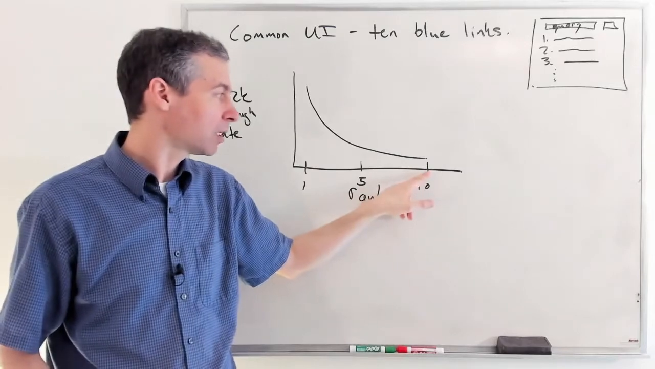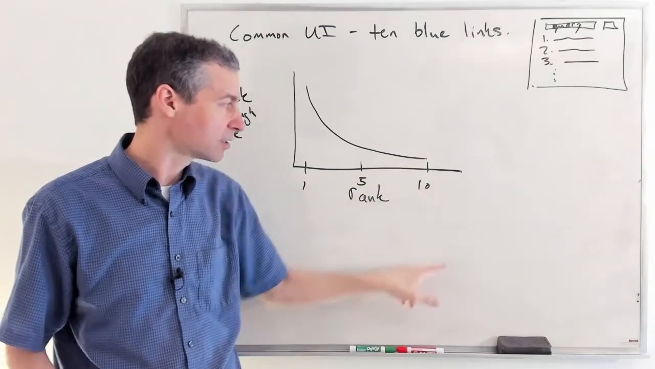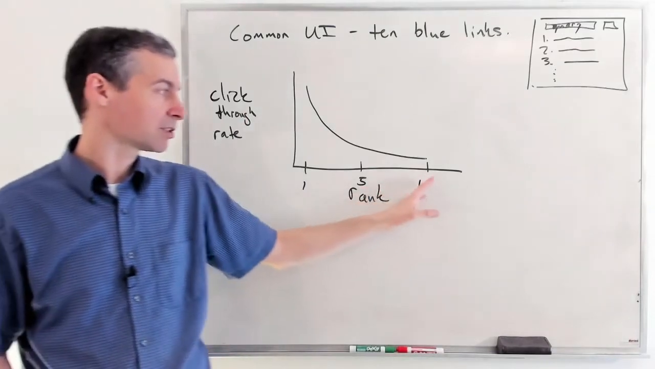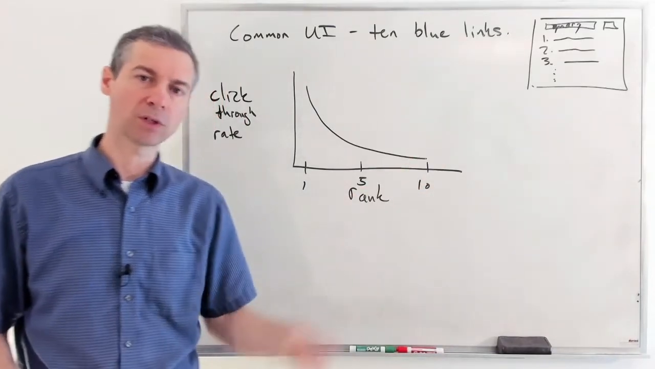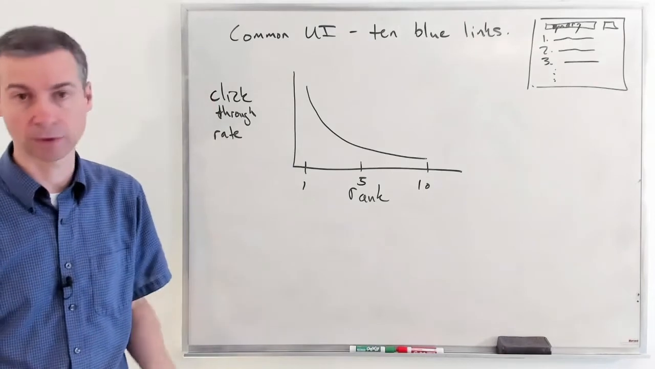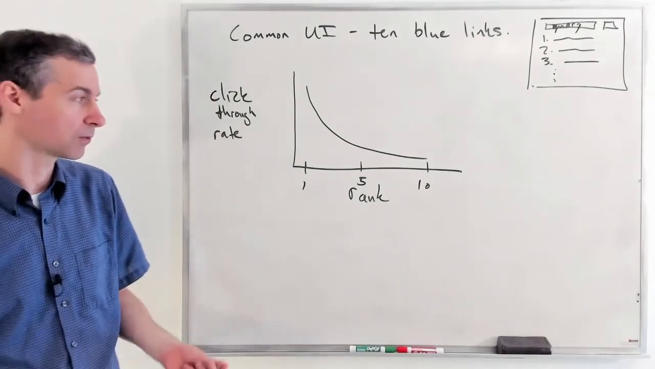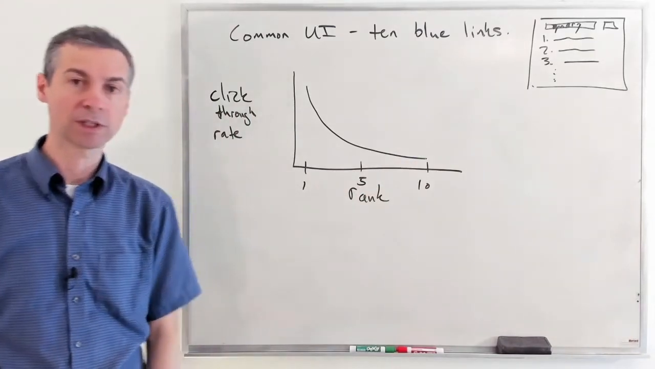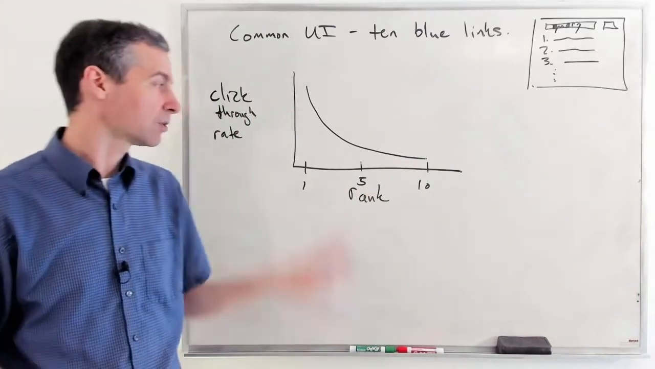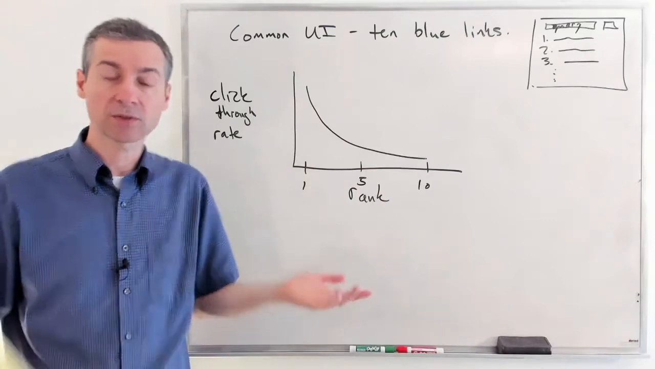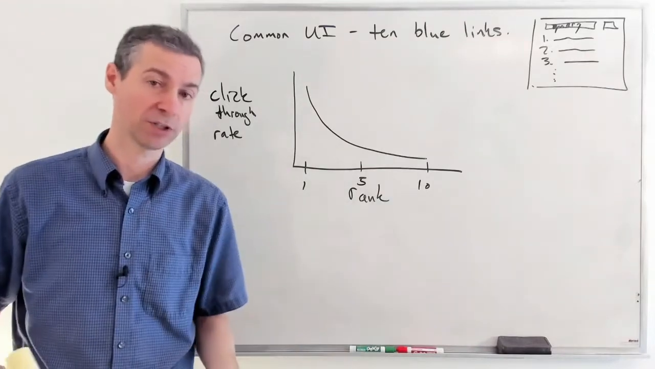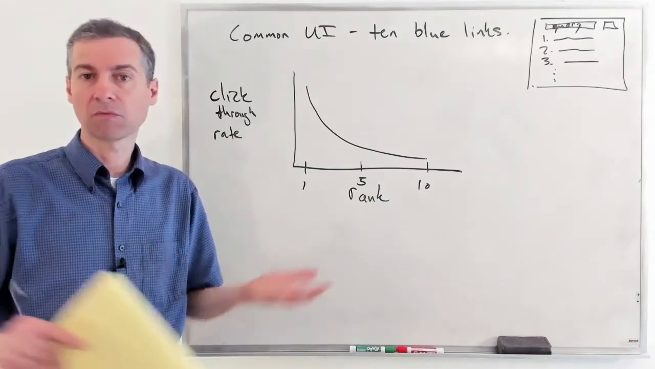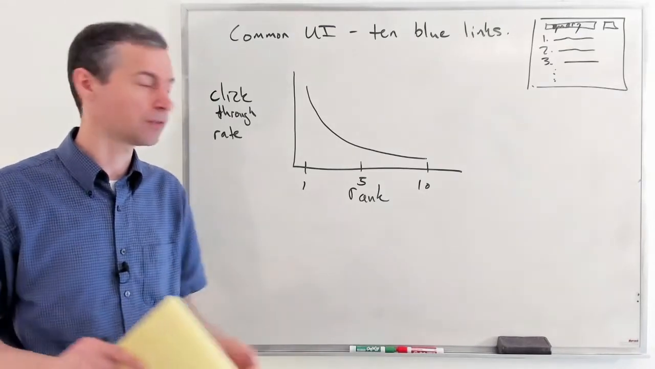Then it takes another dive once we go past 10. Very few people actually say more results and go on to the second page, and even fewer go on to the third page, and so forth and so on. Almost all of the activity that users have is within the first 10 ranks. This is for a web search engine, okay? This is the nature of the way they're used.